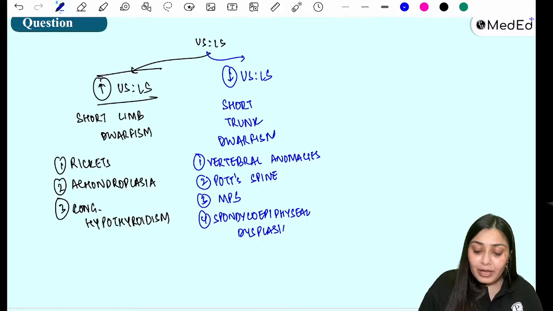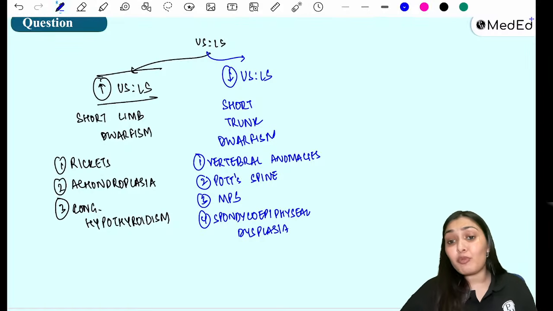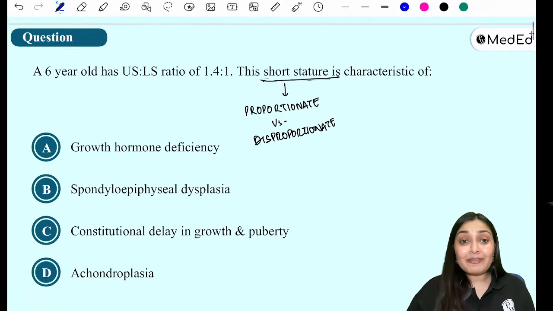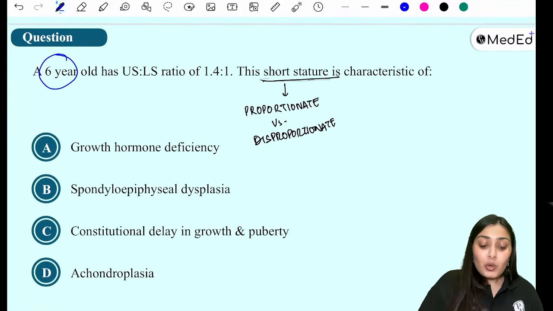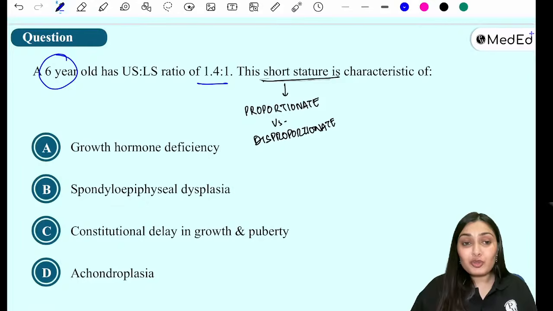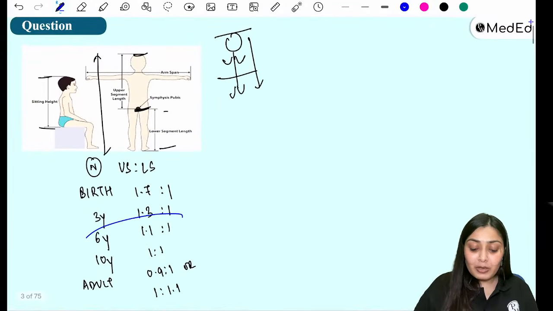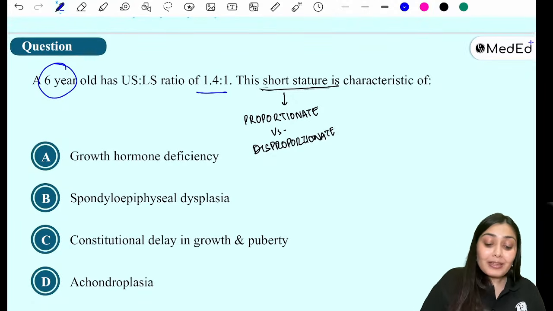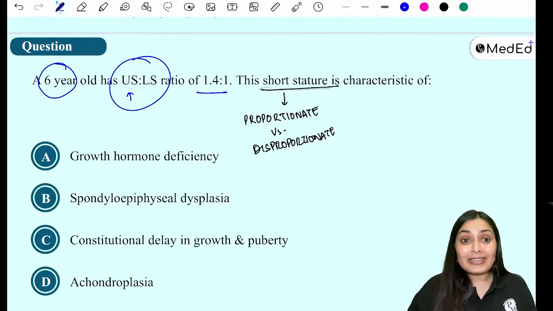Right, so here we have listed and have an overview of disproportionate short stature. Now let's go back to our question. Our question said that we have a 6-year-old whose upper segment lower segment ratio is 1.4:1. I know that at 6 years, what should be the ratio? At 6 years, the ratio should be 1.1:1. That means here the upper segment lower segment ratio is high for that age. That means I have a bigger trunk and shorter limb.